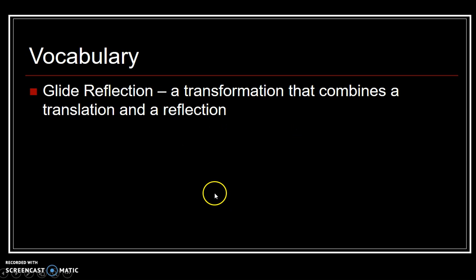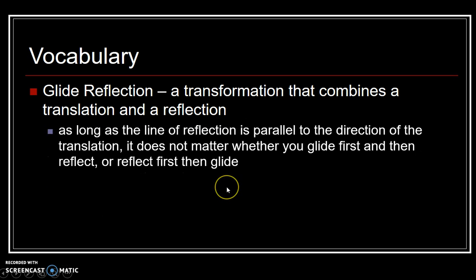Glide reflection is a transformation that combines a translation and a reflection. As long as the line of reflection is parallel to the direction of the translation, it does not matter whether you glide first and then reflect, or reflect first and then glide.